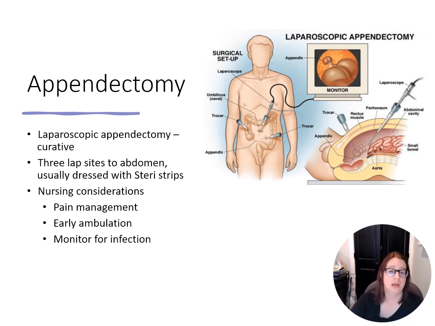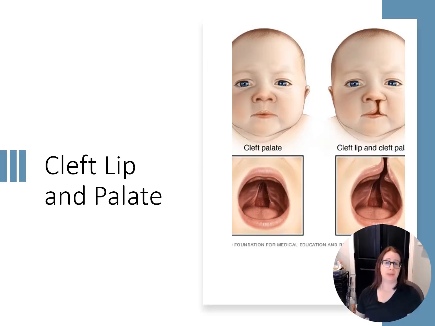So recovery, if we have a perforation, would be more complex, and that can involve a JP drain or an NG tube to suction to continue to remove some of the gunk that's kind of in there. And then we are also going to give antibiotics for a longer period of time in order to treat that internal infection. All right, so cleft lip and palate.